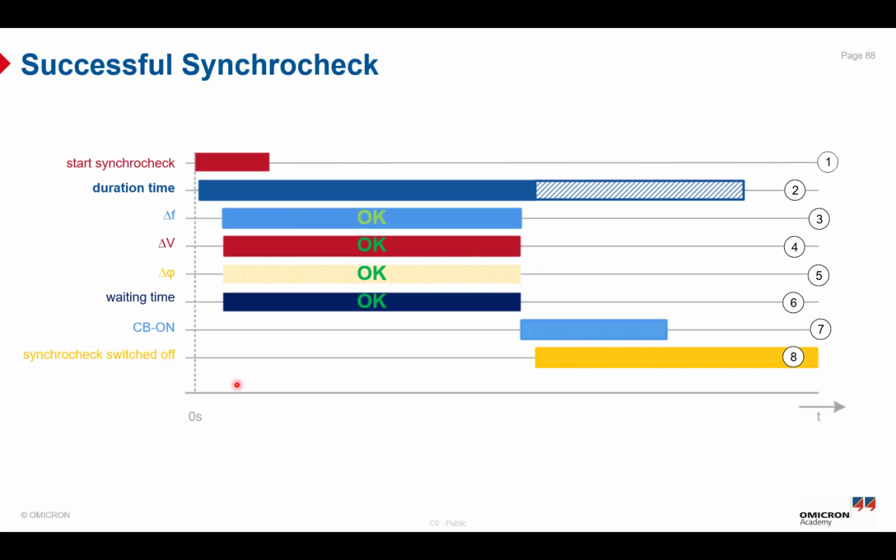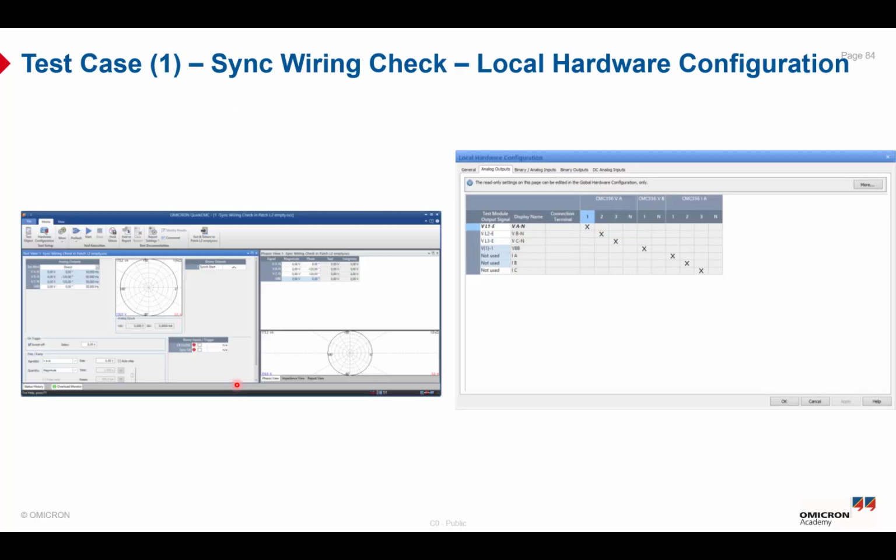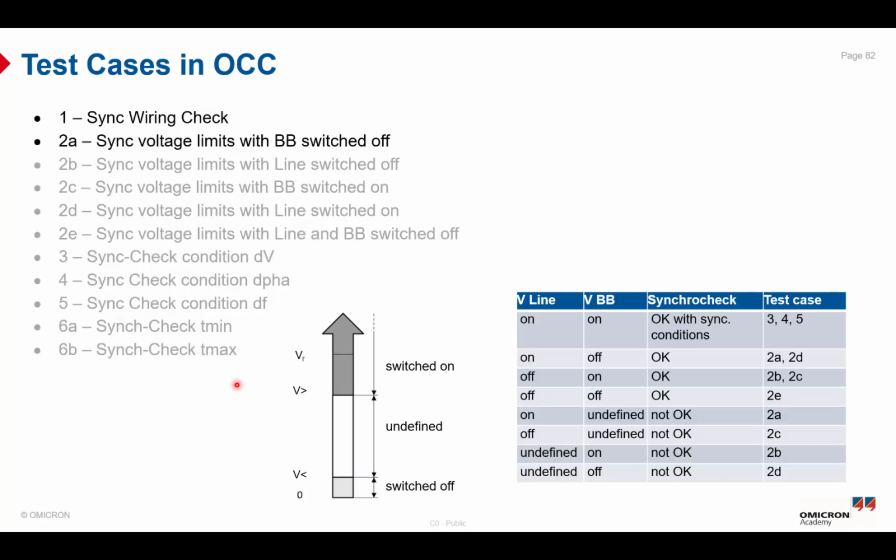So let us return back to the test cases. So now we explained test case number one, and test case number 2A, which is the bus bar switched off and the line is healthy. And you can also test test case number 2B, with the line switched off. Test case number 2C, the bus bar is switched on. 2D, the line is switched on, which means the line is live.